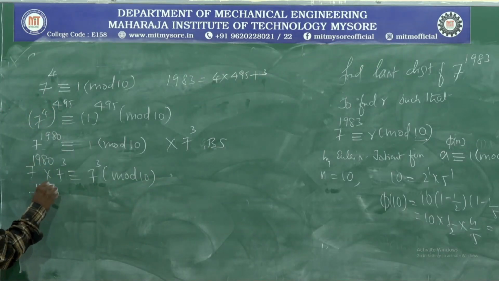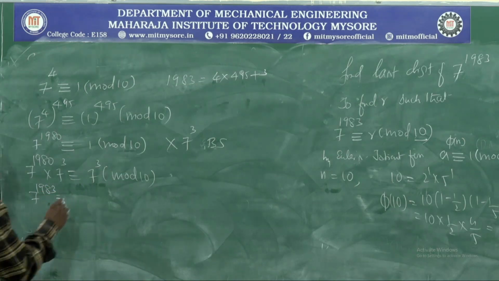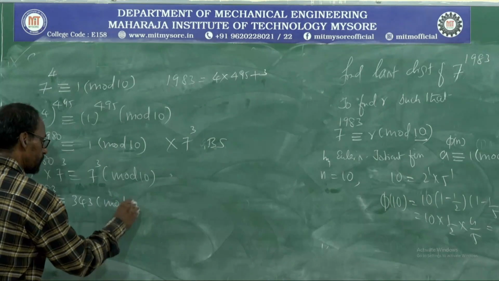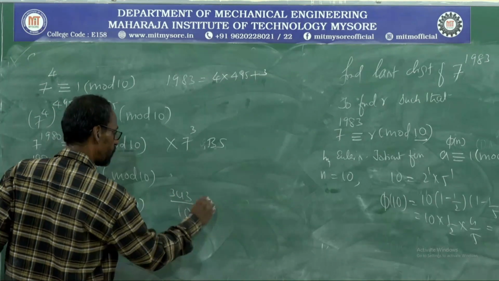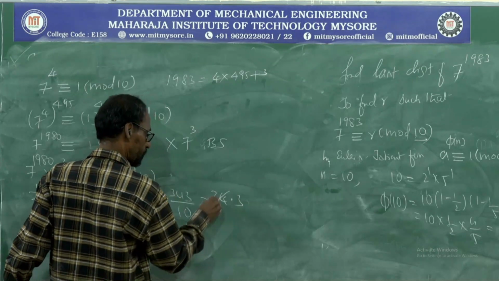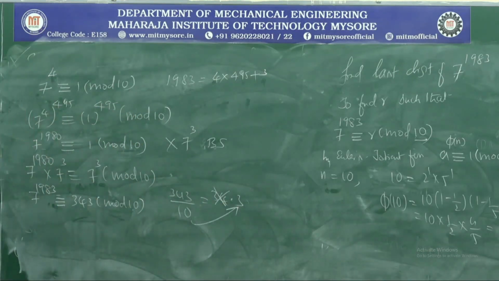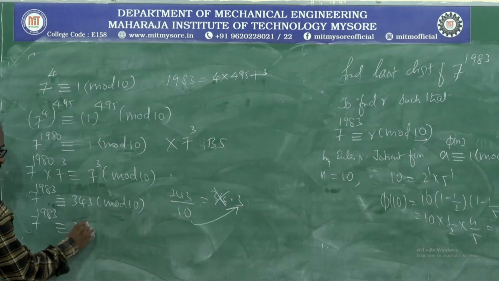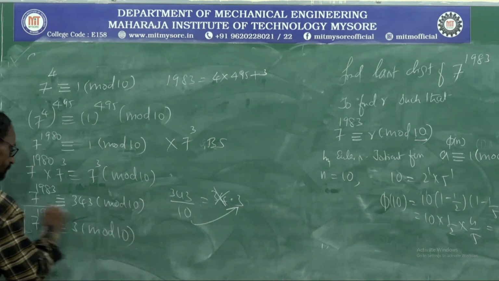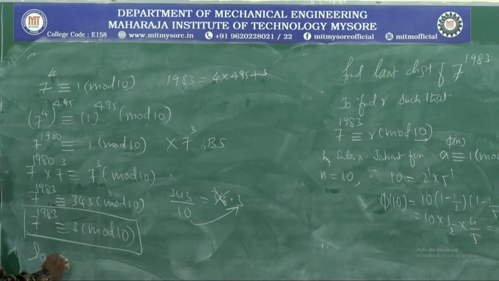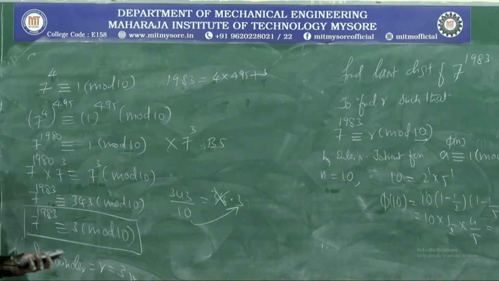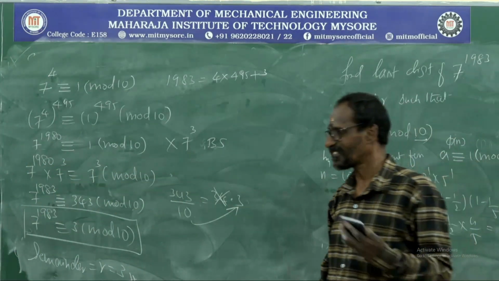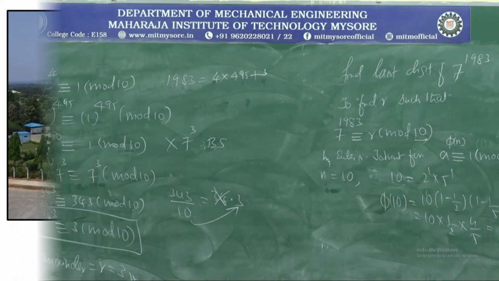That is, 7 to the power of 1983 is congruent to 343 modulo 10. 343 is bigger than 10. So what do you do? 343 divided by 10 is 34.3, so take the remainder. Then we get 7 to the power of 1983 is congruent to 3 modulo 10. The remainder is 3. This is how we can enjoy number theory, and the most interesting component of number theory is cryptography. I will do one.